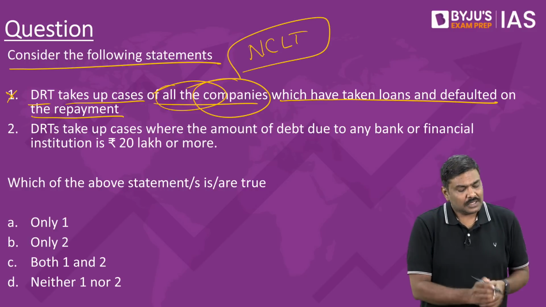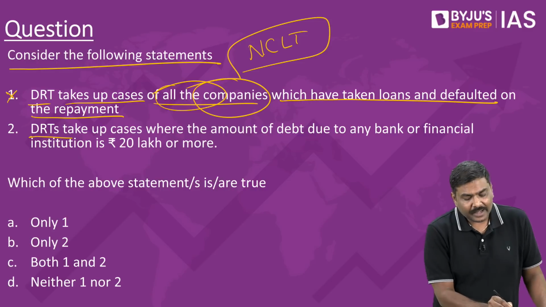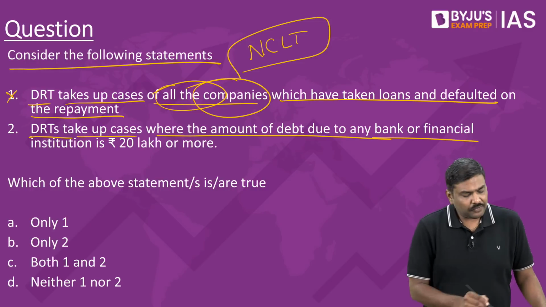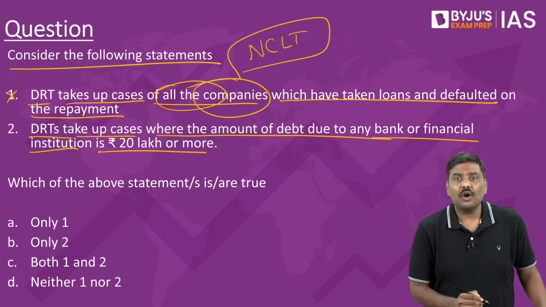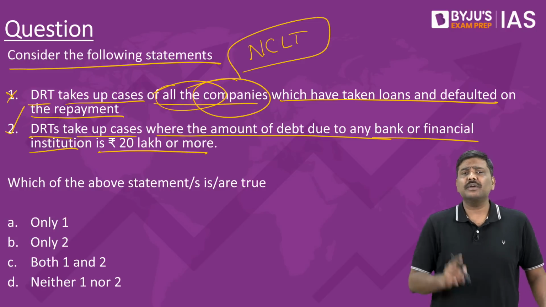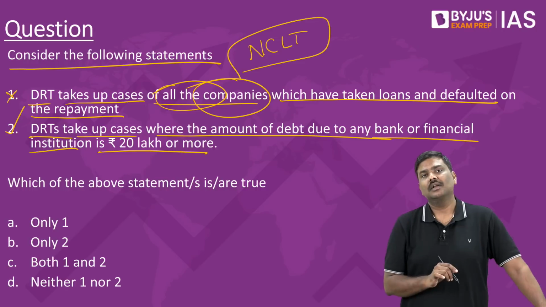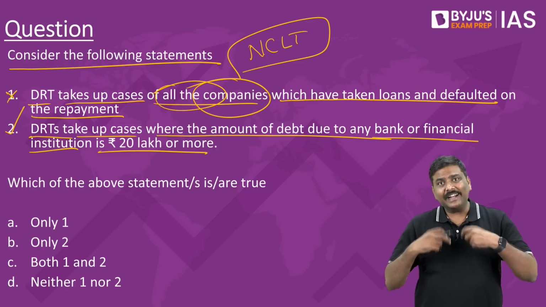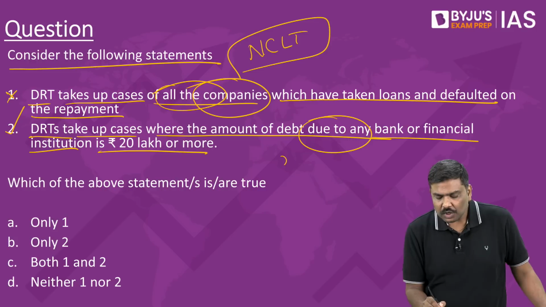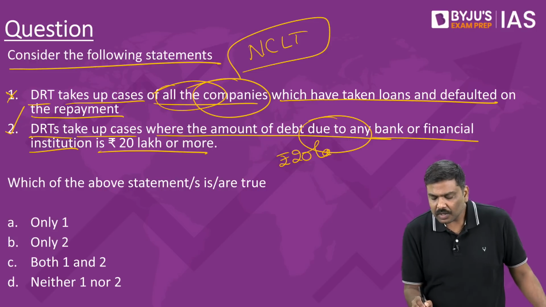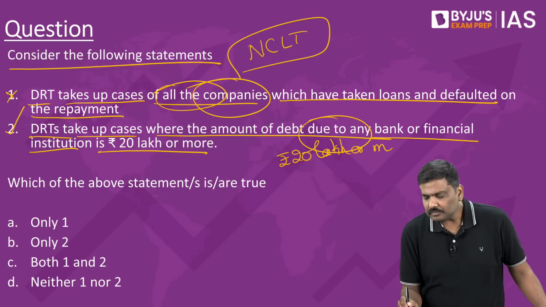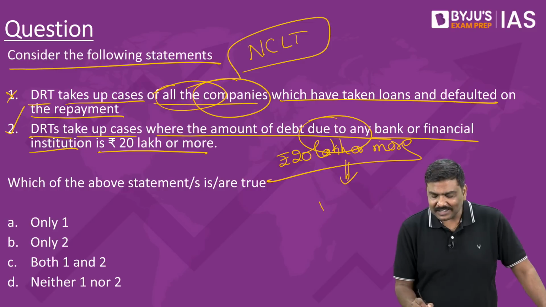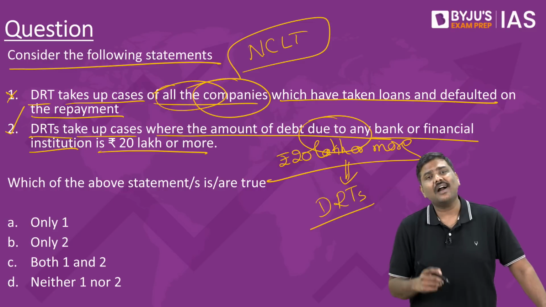Second, DRTs take up cases where the amount of debt due to any bank or financial institution is 20 lakh or more. This is a factual information, but nevertheless correct one. What is the meaning of the statement? Whenever the loan, or let's say the debt that is due is 20 lakh rupees or more, in such cases only, the applications can be filed at a debt recovery tribunals, DRTs.